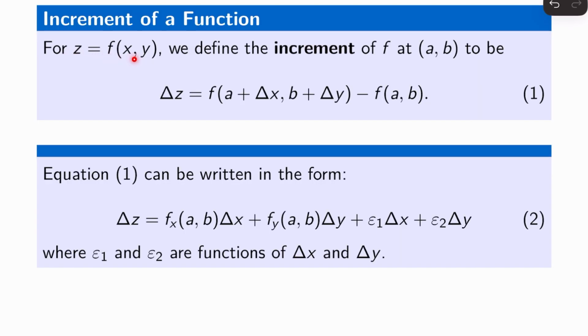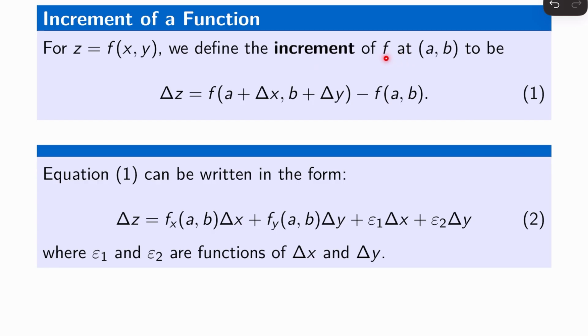In this video, we learn about the increment of functions of two variables. Let's start with some definitions. Let z be equal to f of x, y. Then we define the increment of f at (a, b) to be delta z equal to f of (a plus delta x, b plus delta y) minus f of (a, b). We call this equation 1.